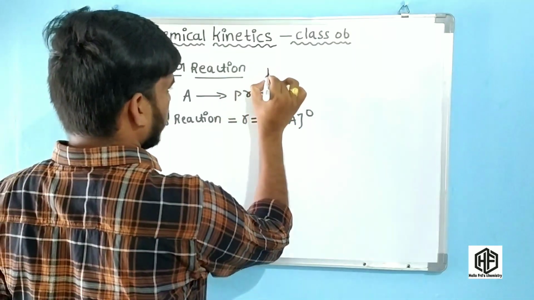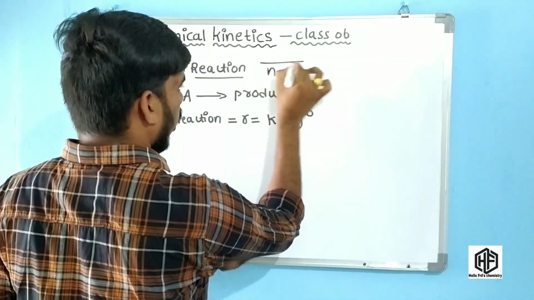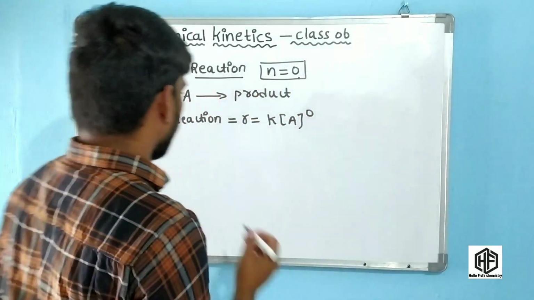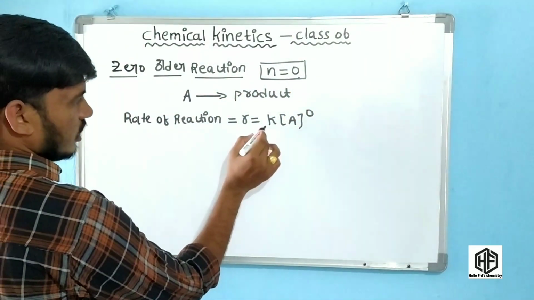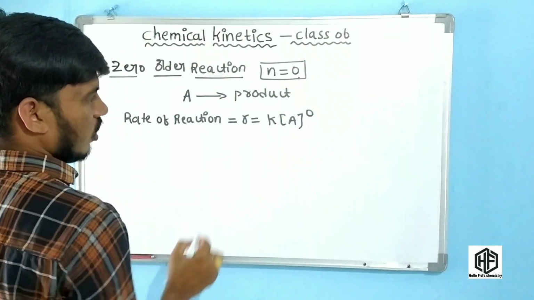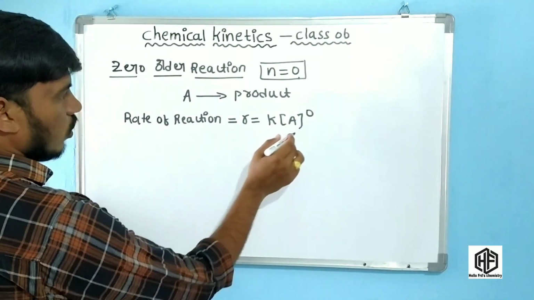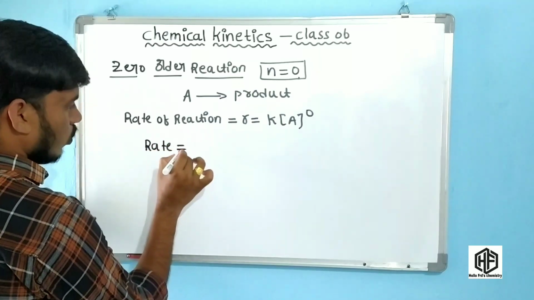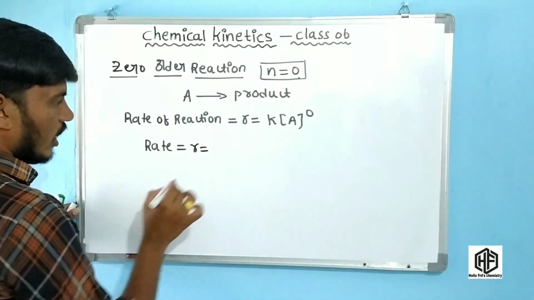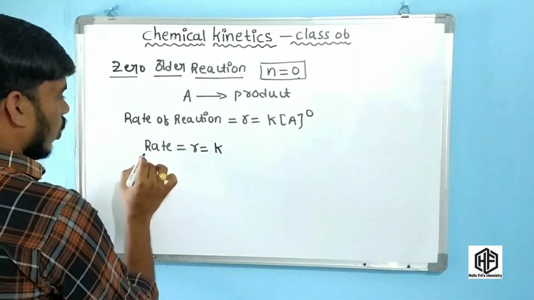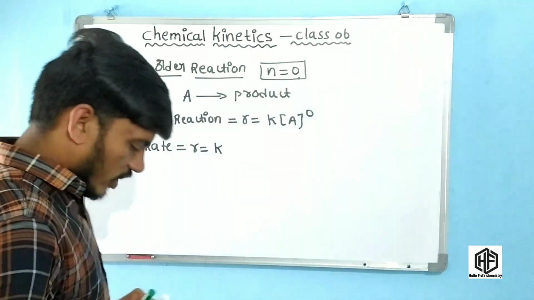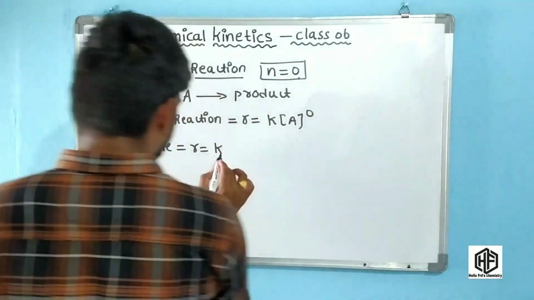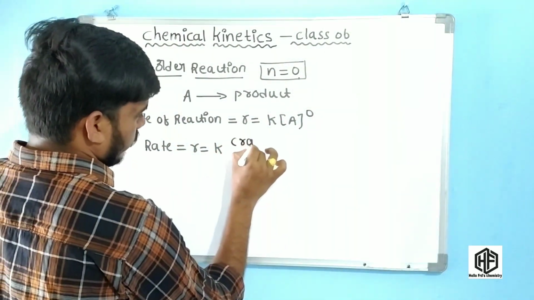Now in this zero order reaction, N, the order of reaction, is equal to 0. That is called a zero order reaction. The rate of reaction is R equal to K into concentration of A power 0, so the rate R is equal to K. Friends, in a zero order reaction the rate of reaction is equal to K. This K is called the rate constant.